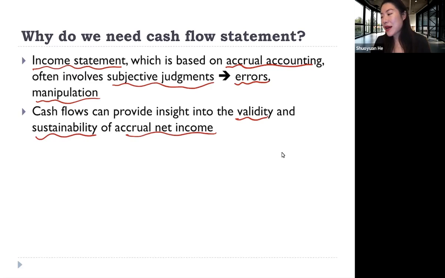Which just means that cash flow statement can be a good addition to income statement. And also the last reason is, if you are a debtor, debtors want cash because they need to be paid back in cash. So debtors want to see how much cash flow the firm has and whether the firm has enough cash flow to repay its debt.